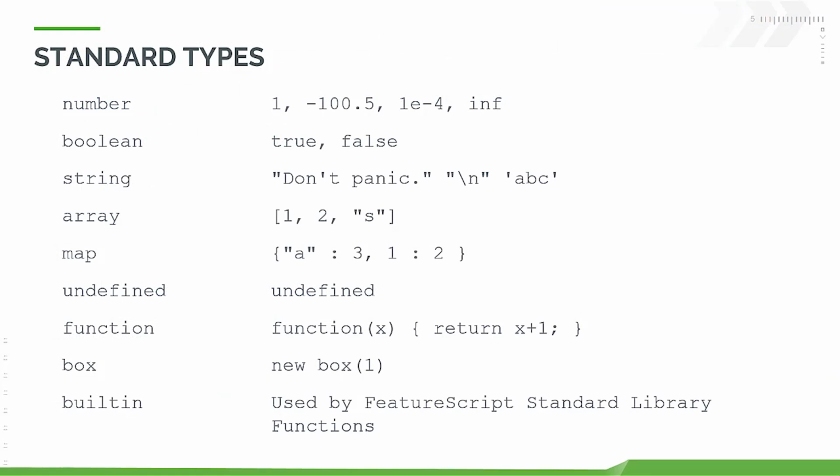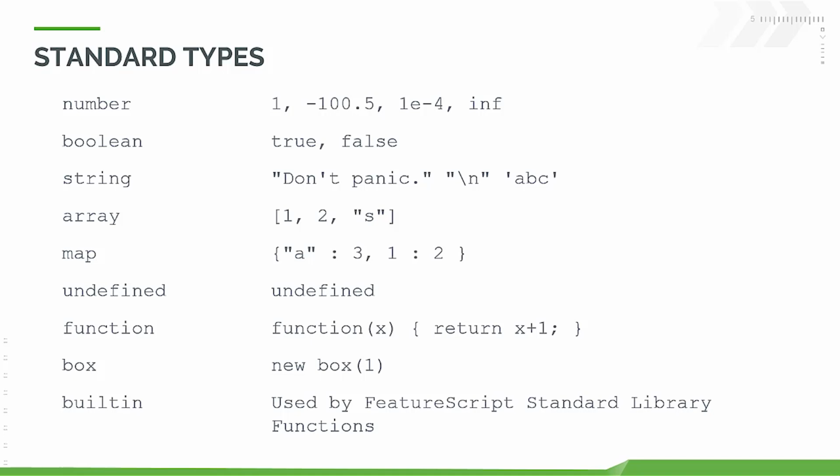Each value in FeatureScript has one of several standard types. There is only one type of number that represents integers, decimals, and even infinity or negative infinity. Certain number operations are not supported, such as dividing 0 by 0 or operations that would result in imaginary numbers. Boolean is a true or false value. String represents any sequence of Unicode characters. You can define them with single or double quotes.